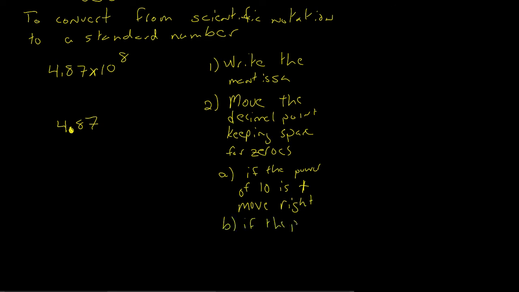If the power of 10 is negative, move left. And so what we want to think of is 10 to the 8th is a big number. I want to make this bigger. And bigger decimal place goes further to the right. And so I need to move this 8 times. 1, 2, 3, 4, 5, 6, 7, 8. That's where my decimal place is going to end up.